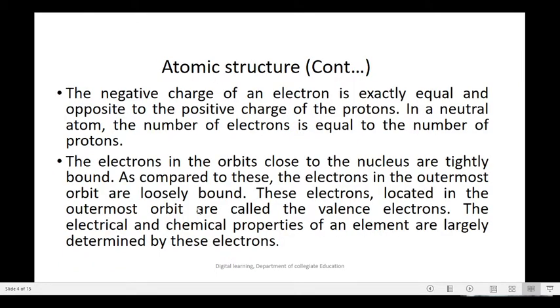Atomic structure. The negative charge of an electron is exactly equal and opposite to the positive charge of the protons. In a neutral atom, the number of electrons is equal to the number of protons. The electrons in the orbits close to the nucleus are tightly bound, compared to these the electrons in the outermost orbit are loosely bound. So these electrons located in the outermost orbit are called the valence electrons. The electrical and chemical properties of an element are largely determined by these electrons.